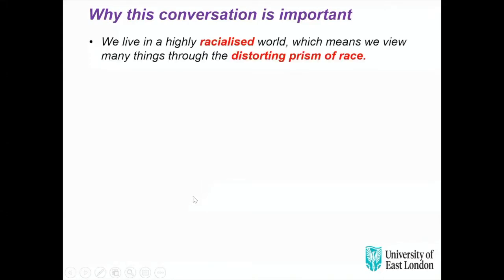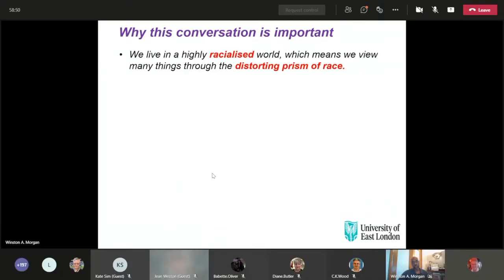So why is this conversation important? Well, we have to start from the understanding that we live in a highly racialized world, which means we view many things through the distorted prism of race. So everything we see, we generally see through the distorted prism of race, especially in a society like ours. And all we have to do is look at the narratives around the impact of COVID and the COVID vaccine. I don't know if any of you saw the documentary last night. That was quite fascinating about how race and social factors and all kinds of things can play into outcomes. And this also occurs in education.